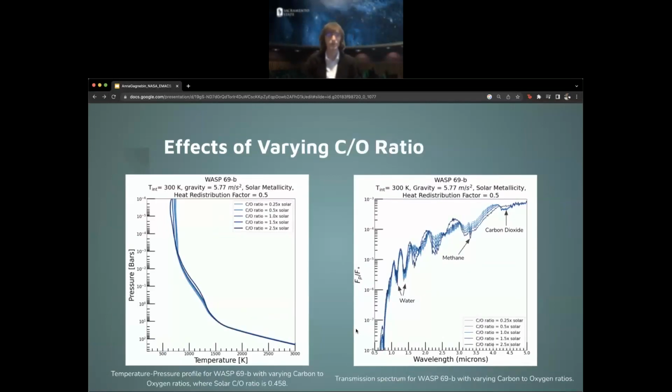And then for varying the C to O ratio, high up in the atmosphere and also deep in the atmosphere close to the planet, a lower C to O ratio tends to have higher temperatures at each pressure level, and that switches in the middle, where these lower C to O ratios have lower temperatures at each pressure level than the higher ratios do. And then on the right in the transmission spectra, the higher C to O ratios tend to have stronger spectral features overall across all wavelengths.